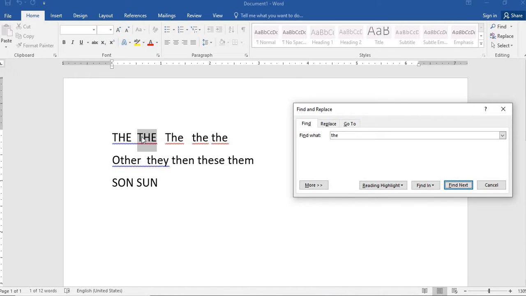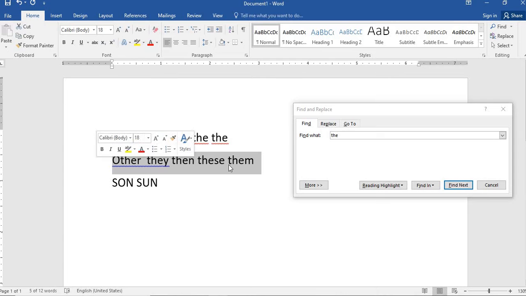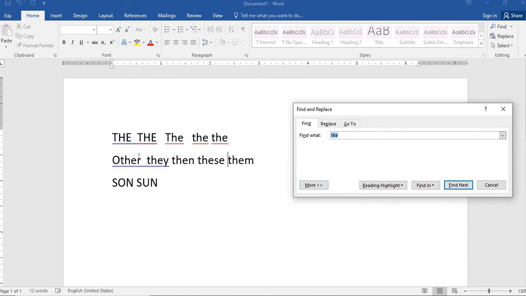"The" will be highlighted. Wherever the word "the" is there, those will be highlighted. You can see here also "the" is there, in "they", "the", "then", "these", "them". So in these words also the word "the" is there. So I need to find the word "the" only with the single word, not mixed with other words.